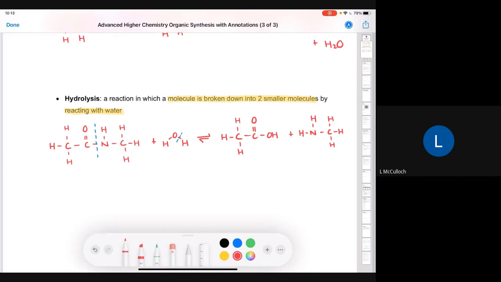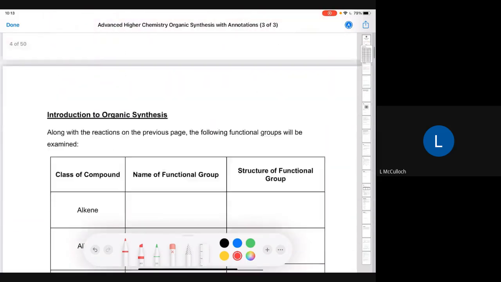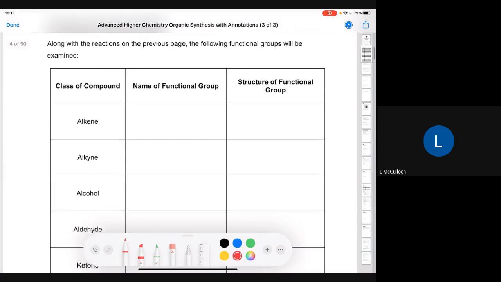Okay. So being able to recognize those reactions is one of the most important parts of chemistry for Advanced Higher level. Being able to look at a reaction and say, oh, that's an elimination, or that's an addition, or that's a condensation, it's going to stand you in really, really good stead moving forward with the synthesis topic. Right, so let's continue with our introduction.